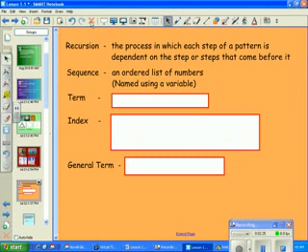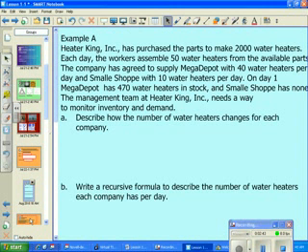Now, a sequence is more of the numerical aspect of these patterns. It is an ordered list of numbers. Usually when we talk about a sequence, it has some sort of pattern to it. But in general, any list of numbers can be considered a sequence. The sequences we're going to look at today are going to have definite patterns to them. So we'll come back to this in just a minute.